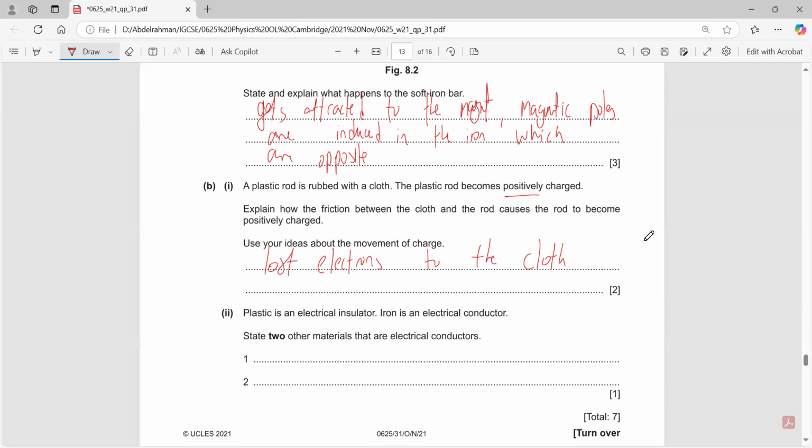A plastic is an electrical insulator. Iron is an electrical conductor. State two other materials that are conductors. Literally any two other materials. You can say copper. You can say aluminum, gold, silver, whatever, steel. They are all electrical conductors.